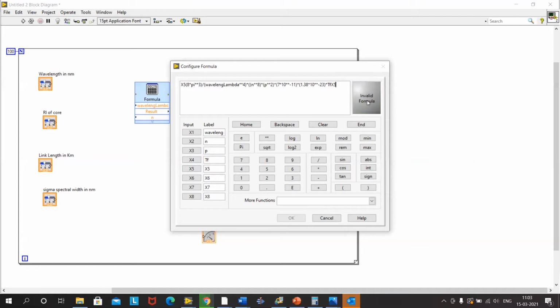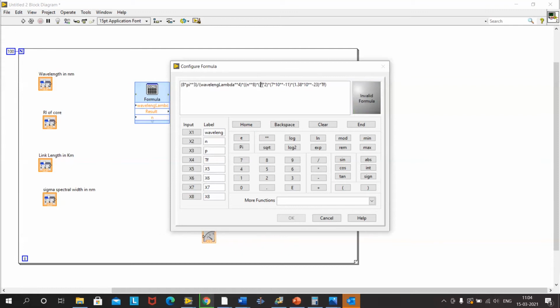You can see here it's an invalid formula because it's incomplete. We need to check whether we missed any brackets anywhere. And now we can clearly see we have written the Rayleigh scattering coefficient formula: 8 pi cube by lambda, the wavelength, to the power of 4, into n to the power of 8, into p squared. Here, P also we can directly write the constant value for the fiber.